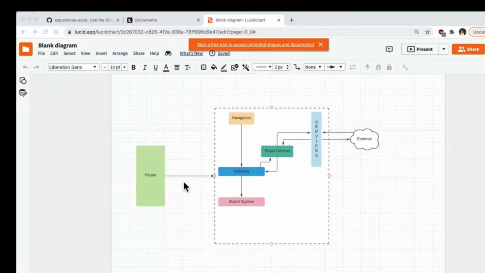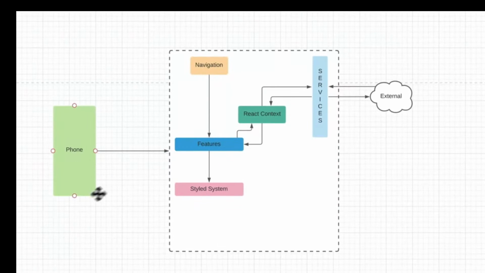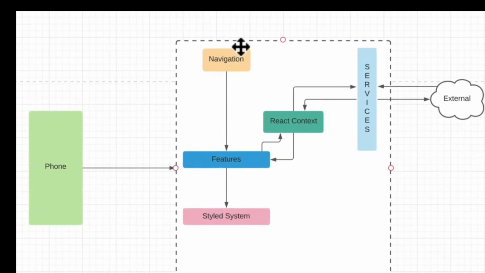Hey, everyone. Before we dig too deep into this Stripe integration, I wanted to give us a small overview of something we've already seen, which is the way that our architecture works, because I want to give us the lay of the land before we get too deep in. So over here, we have our phone. And in this box, we have the architecture of our application, being that we have a navigation instance that bootstraps and visualizes the feature for us.